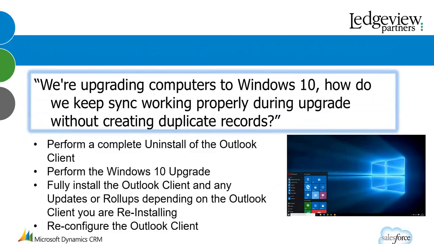So we're not seeing this as much anymore, but a way to mitigate this issue is to perform a complete uninstall of the Outlook client, upgrade the computer to Windows 10, then fully install the Outlook client. And that means putting in all current updates or roll-ups depending on the Outlook client that you're reinstalling. Then reconfigure the Outlook client. By uninstalling it, you completely remove syncing, and then once you reconfigure, it's going to pick up and it's in sync right where you left off.